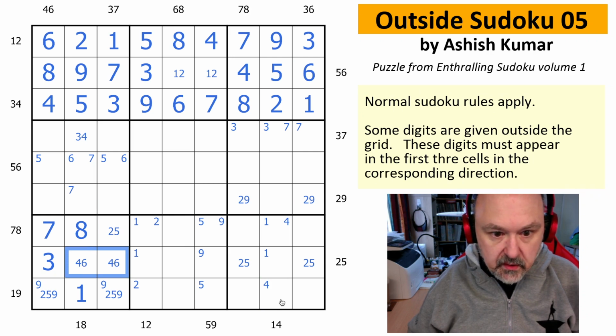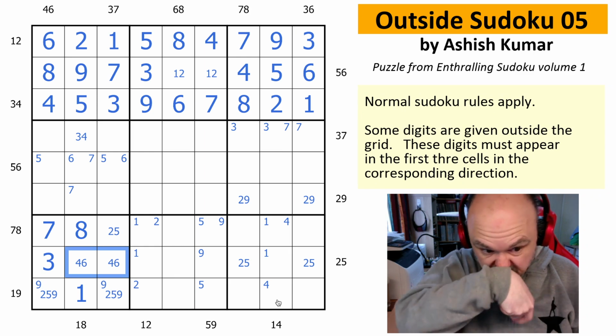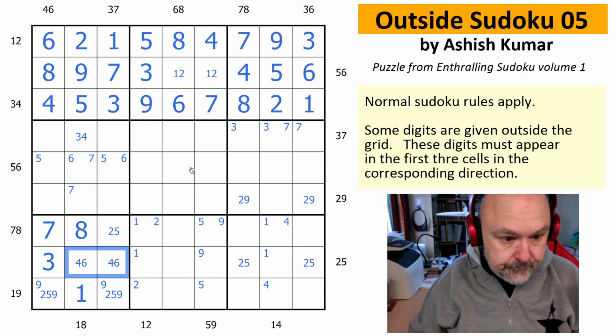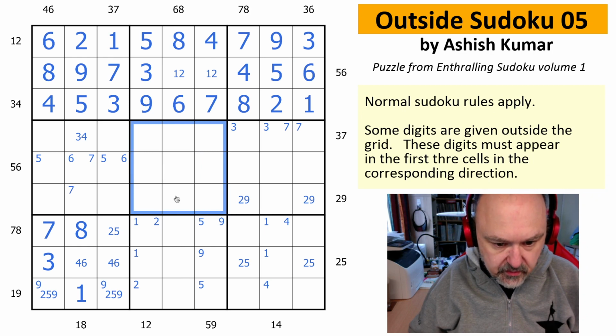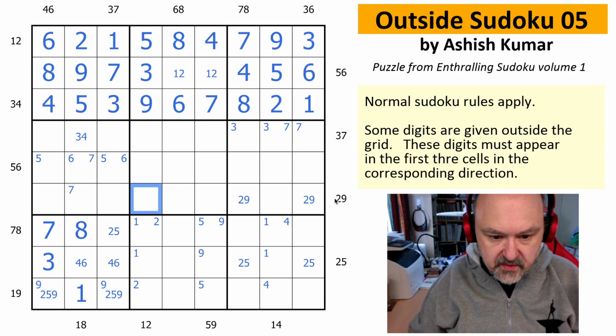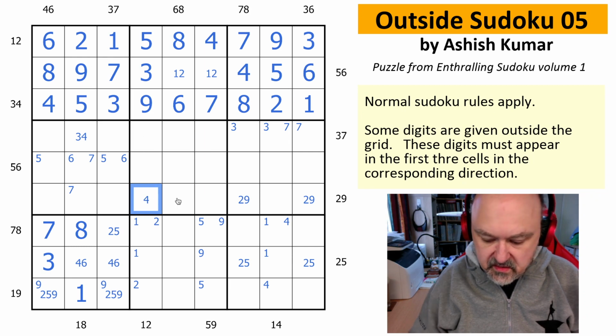And I'm now wondering what I am missing. Often with Outside Sudoku, you feel like the middle box is the one with the least information, but ignoring it can be a mistake, but I'm not seeing. This can't be 1, 2, 3. It can be 4, 6, 7, or 8. So it's not that restricted.